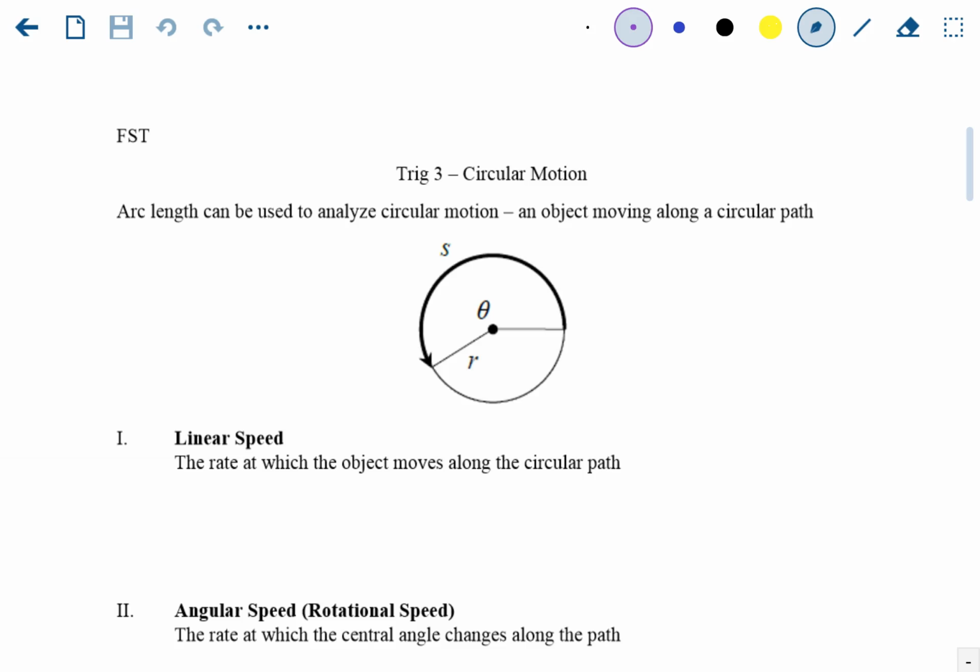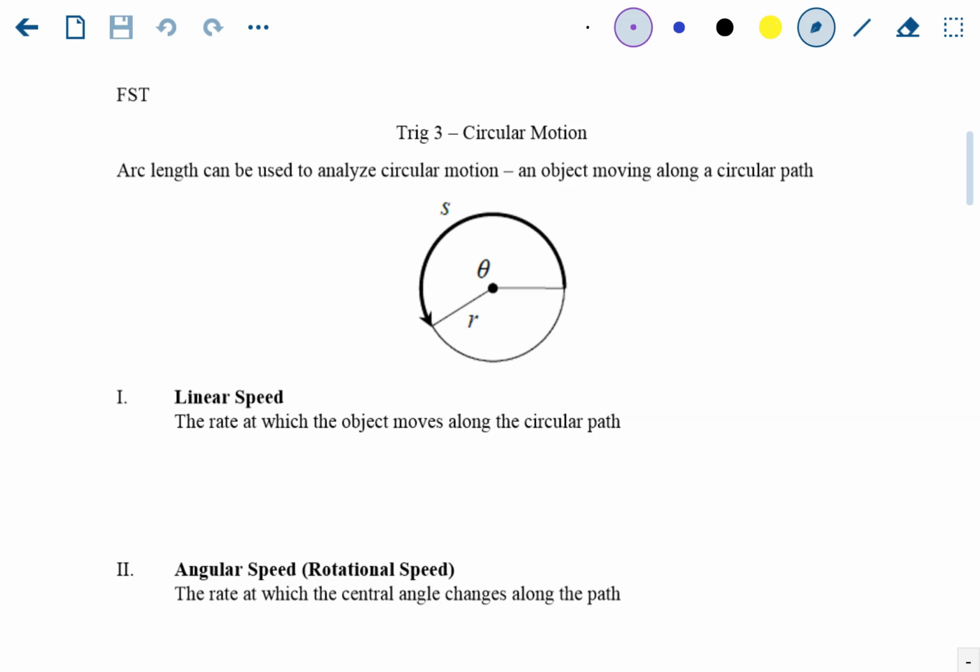Okay, functions, welcome back. Still kind of into our trig unit after a week off, and let's get right into it. We're going to talk about circular motion today. There's two ways we measure circular motion. We can measure it based on the arc length, or we can measure it based on the angle. Okay, and we'll talk about each of those today a little bit.